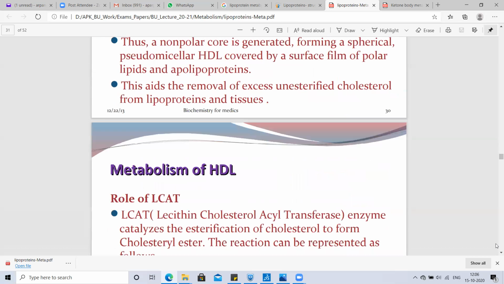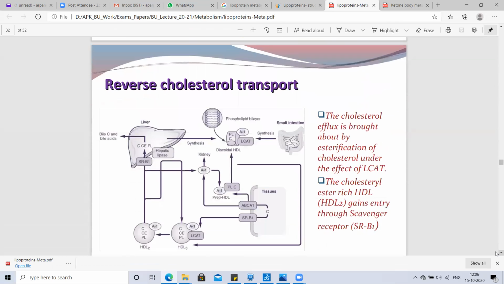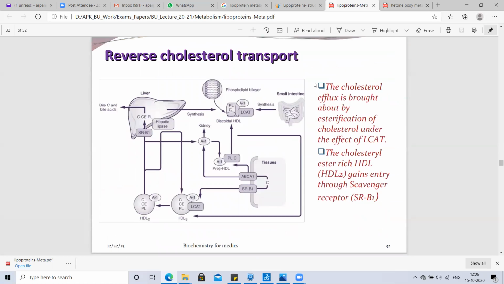How is HDL synthesized in the body? We can learn this by seeing this pathway. This HDL is basically synthesized in the liver and small intestine. Actually, the organs involved in HDL synthesis are the liver, the small intestine, and some part of the kidney is also involved here.